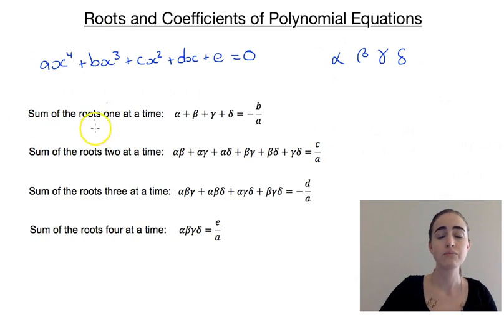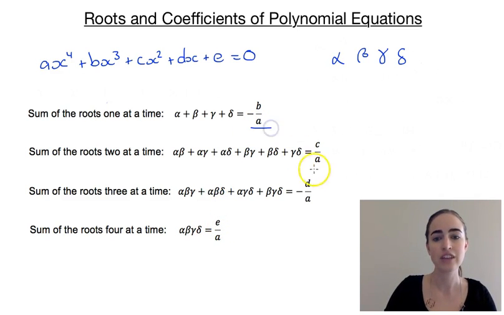Right, so we've got the sum of the roots 1 at a time, so each individual root added together would still give us minus b over a. The sum of the roots 2 at a time, so that's all the possible combinations of our different roots, all the possible pairings added together, would give us c over a. The sum of the roots 3 at a time, so all the different combinations of 3 roots added together would give us minus d over a. And the sum of the roots 4 at a time would give us e over a.